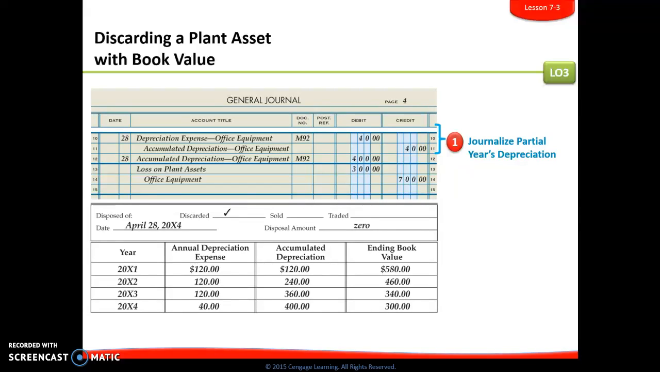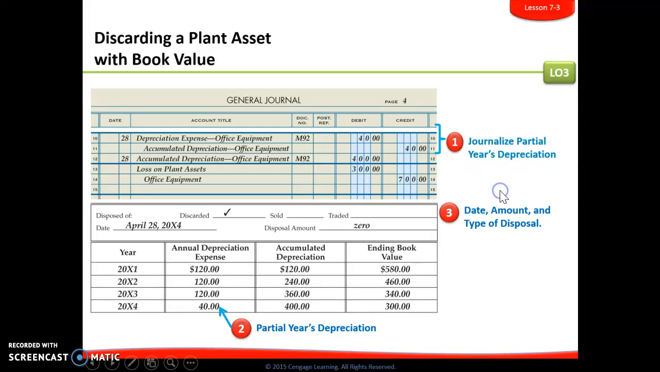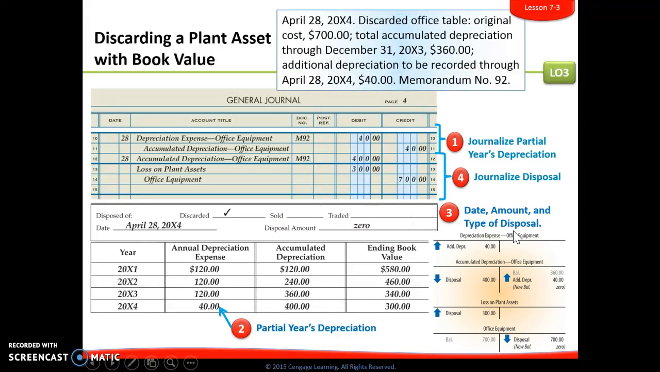Our annual depreciation was 120, divided by 12 months, so $10 a month. We depreciated for 4 months that we owned it in that last year. That's how they got that $40 for the last year. So we're going to debit depreciation expense and credit accumulated depreciation. We'll record that partial year's depreciation. Then when we look at our plant asset record sheet, we discarded it on April 28th, and 0 was the disposal amount.